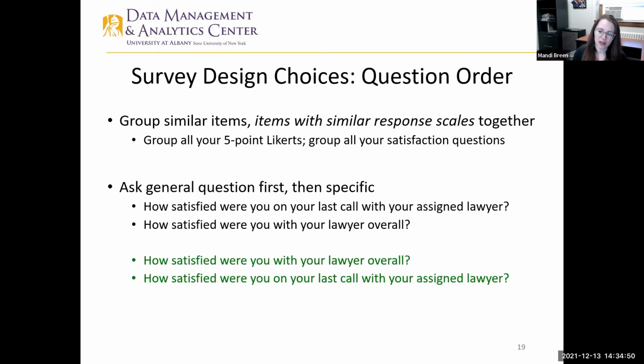But if we flip the question, it doesn't have that same impact. So when you ask how satisfied were you with your lawyer overall first, it allows people to think over the longer range of time that they've been interacting with this person. It's not calling them to anything specific, so they're doing a better job of thinking big picture. Then when you move on to ask the specific, how was your last call? They've already answered that big picture question for you.